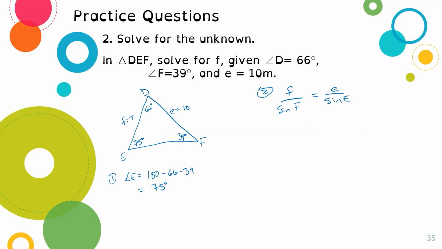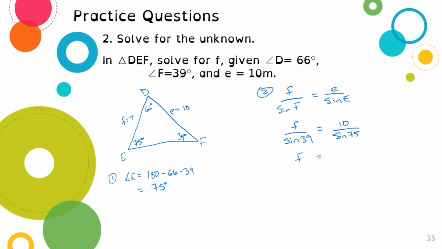Now, I didn't put this in alphabetical order this time. I put in what I wanted to find first. That's totally fine. As long as your letters line up, that you have your corresponding letters, the same letter on the same side of the equal sign, it is okay. The order otherwise doesn't matter. Now I'm going to put in what I know and what I don't know. So F over sine 39 is equal to E over sine 75. Not E, I know what that is, 10.